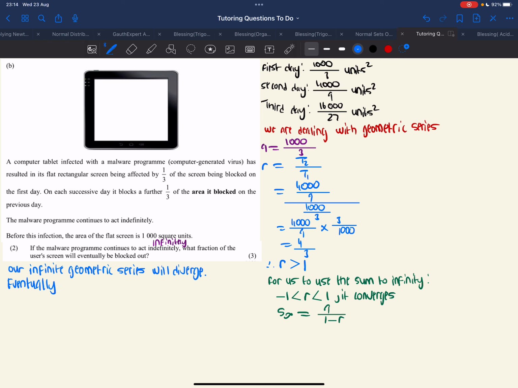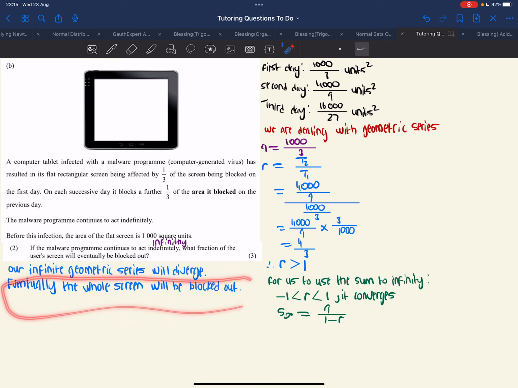eventually the whole screen will be blocked out. So in this case, we're not going to have a number. If our sum to infinity was converging, then we would have a number. But in this case, seeing that our value of r is bigger than 1, it diverges, so we're not going to have a number. The whole screen is going to be blocked out. If it was converging, then we would have a certain number, maybe something like 50 over something. But seeing that our series is diverging, the whole screen is going to be blacked out.